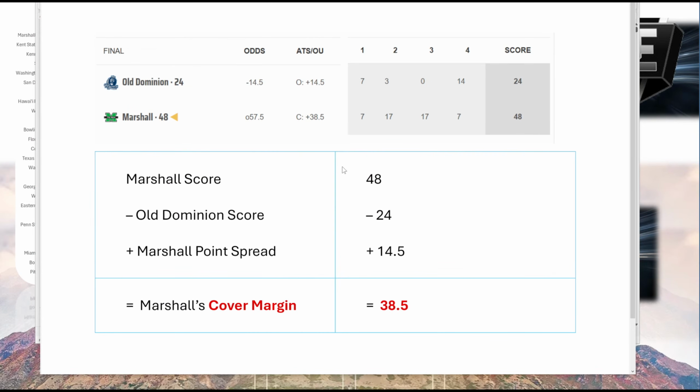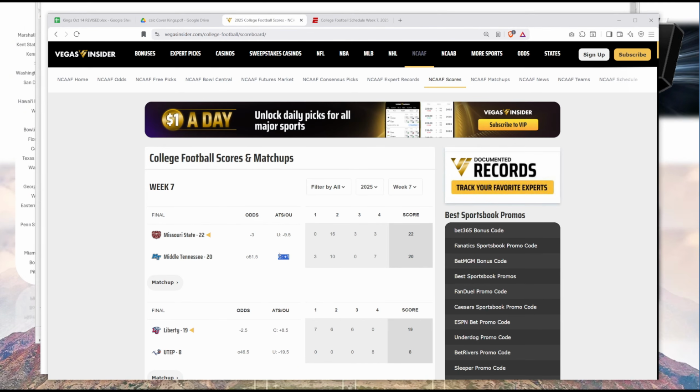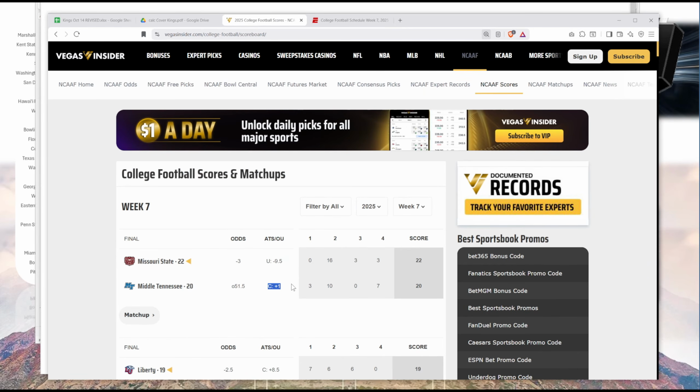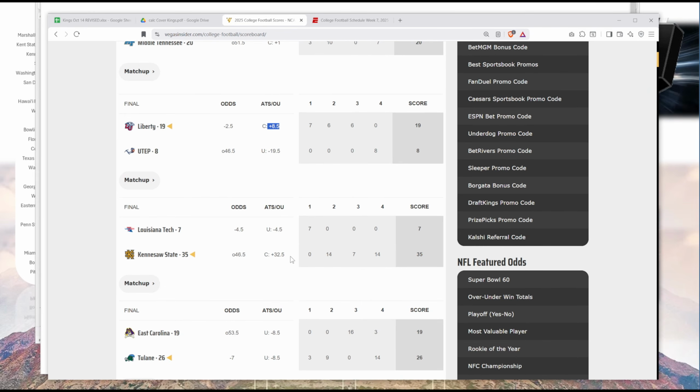Okay. Now the VegasInsider.com website actually does the calculations for you. Again, you look under the ATS OU column after the game's done, and they do the calculations. C:1 plus. So Liberty covered by plus 8.5. So the team that covered, they'll put it on that row. So Kennesaw State is plus 32.5. But if you want to know how to do the calculations, this is how to calculate it.